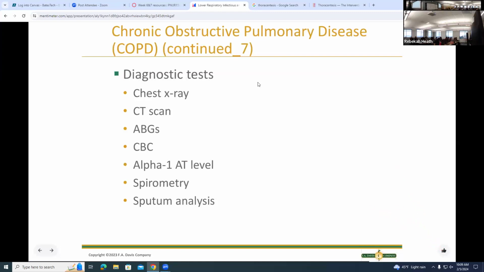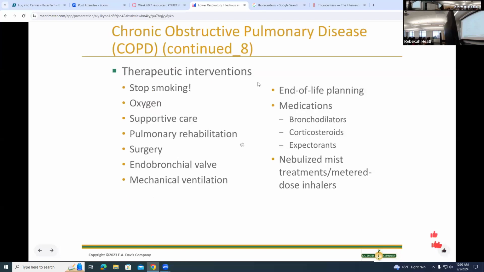So diagnostic tests: chest x-ray, CT scan, kind of what we were talking about earlier. With this one, we do want to do ABGs, right? Because we're concerned about the airflow through the lungs. We want to make sure this person is not hypoxic, that they have enough oxygen. We want to see if they have any carbon dioxide or anything else built up in their system.